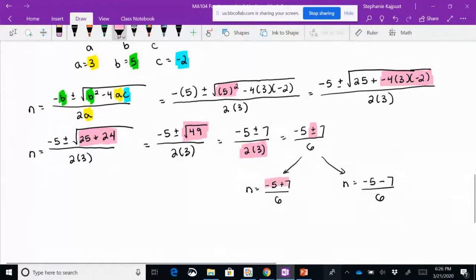Now we're going to do our addition and our subtraction on each of these. So I have n equals, -5 plus 7 is 2, so that's going to come out to 2 over 6. On my second equation, -5 minus 7 is -12, so that's -12 over 6.